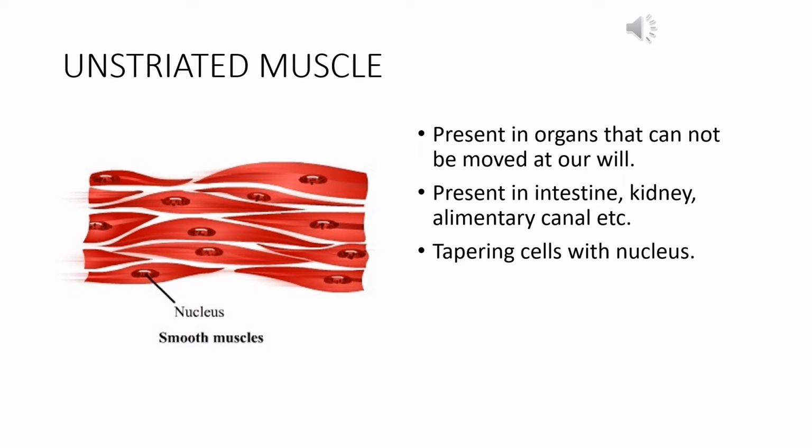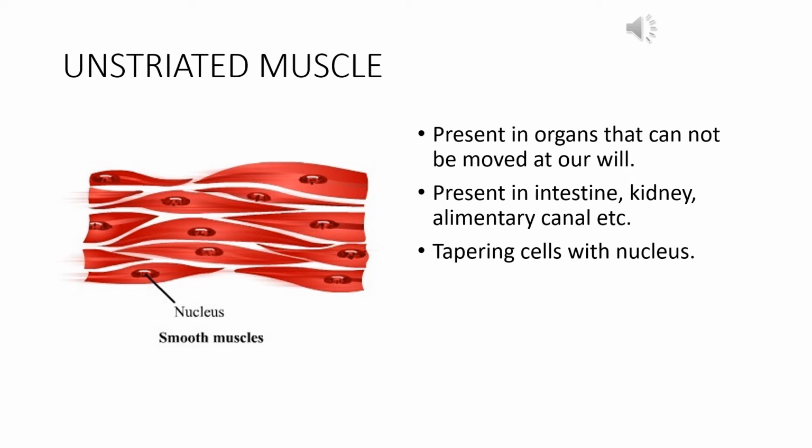The second type is called the unstriated muscle or the smooth muscle. As the name suggests, there is no striation present. So, there are no light and dark bands throughout their length. So, they are called the unstriated muscle. Now, where are they located? They are present in organs that cannot be moved at our own will. So, they are present in the involuntary organs.